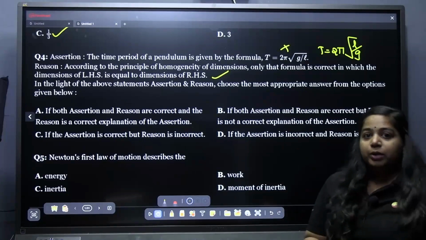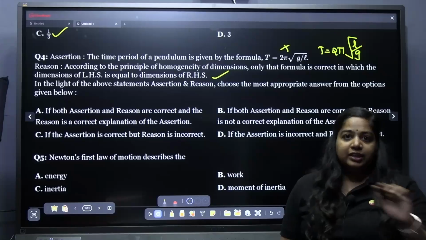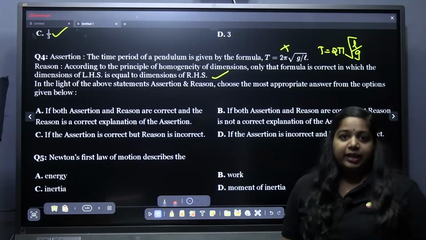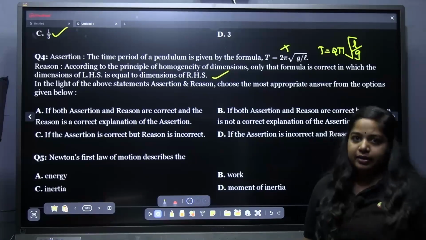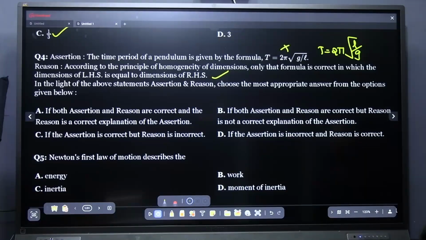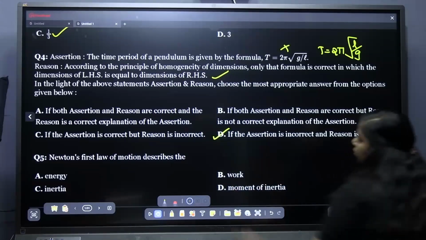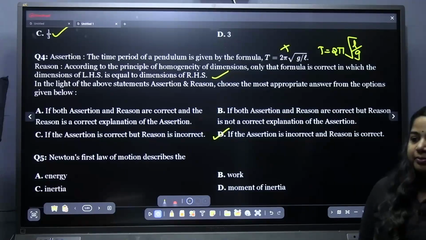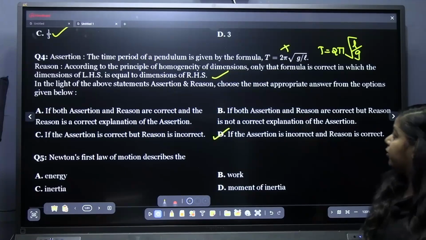In case you don't remember the formula, you just check the dimension of LHS and RHS. If it is not matching, again the reason is wrong. That you can also find. So the option is assertion is incorrect, reason is correct. Option D. I hope that's clear for all.